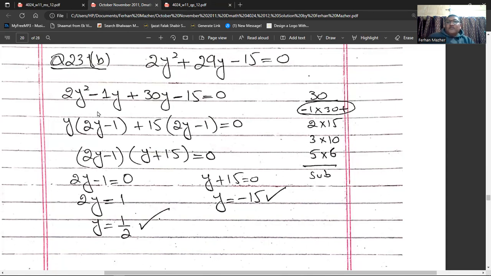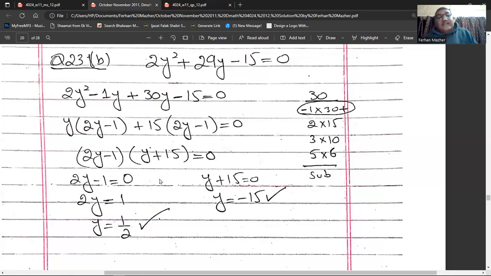From the first two terms, I can take y common, so bracket 2y minus 1 in the bracket. From the last two terms, I can take plus 15 common. So you are left with 2y minus 1 in this bracket equals 0. Now in both terms the bracket 2y minus 1 is common, so take it common. In the other bracket you will have y from here, and plus 15 from here.